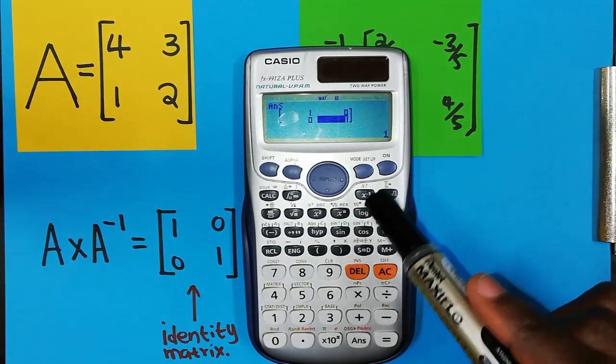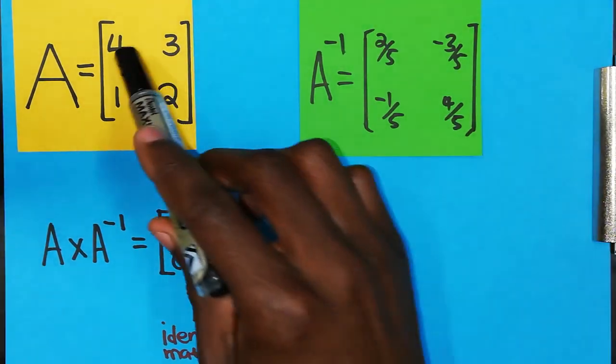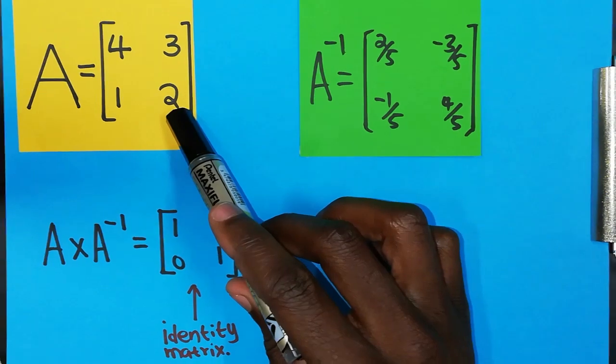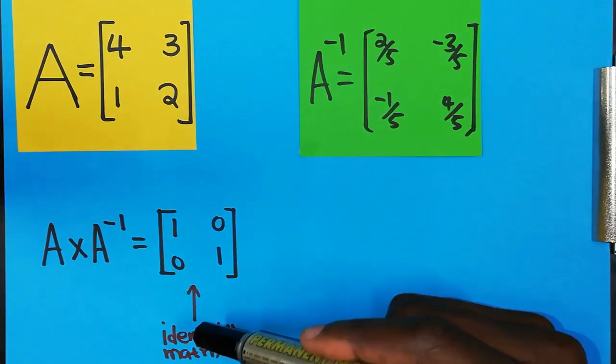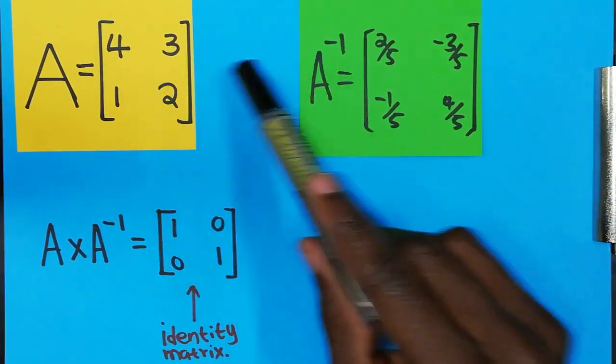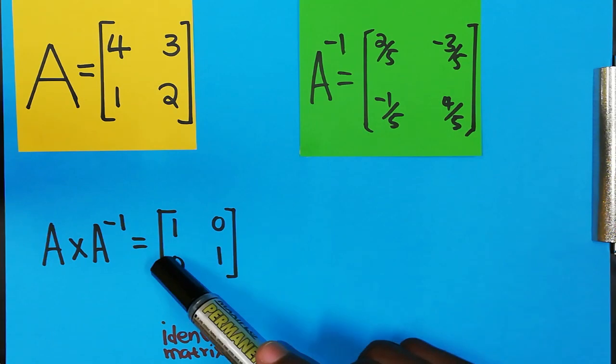Okay, so that is how you can go about it, or you can just do it manually. Multiply these two matrices manually, and I've linked a video in the description below to show you how to multiply these two matrices manually, and the answer that you get must be that one.